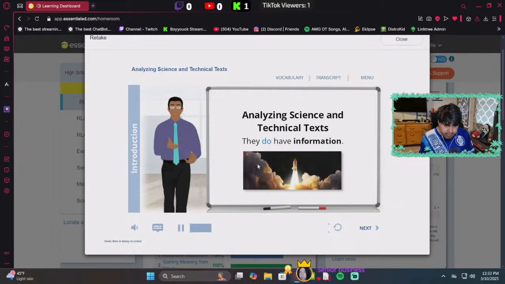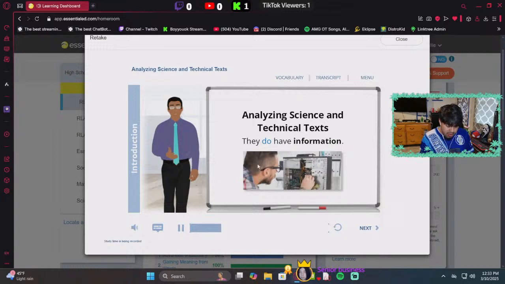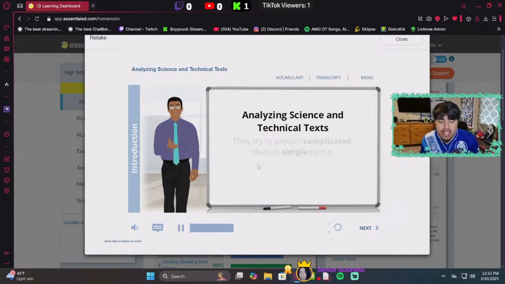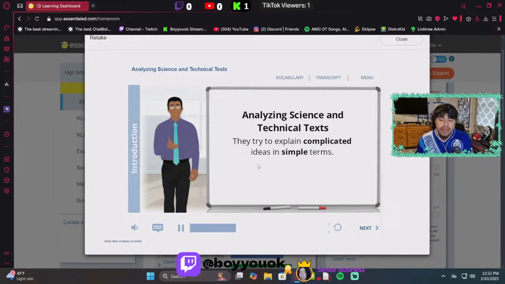Do you want to know how a rocket achieves escape velocity? There's a science text that will explain that to you. Do you want to know how to set up a new computer? I'll bet there's a technical document that can help you with that. Science and technical texts are about improving your knowledge and expertise. Both try to explain complicated ideas in simple terms.